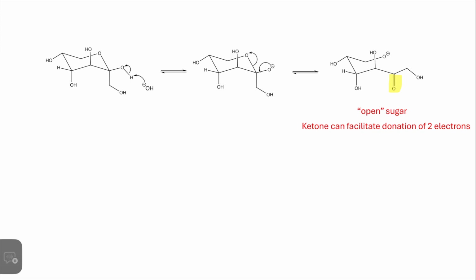And so we can think of the circular form as being locked. And when we break apart the sugar ring, now our sugar is unlocked, and that ketone is what's actually able to facilitate the donation of two electrons to another molecule like indigo.